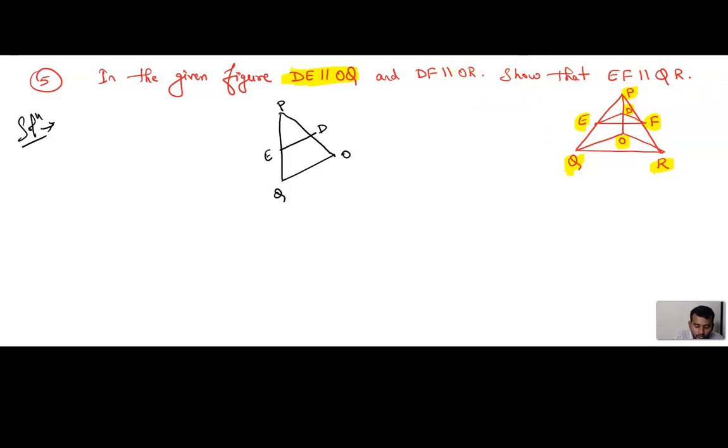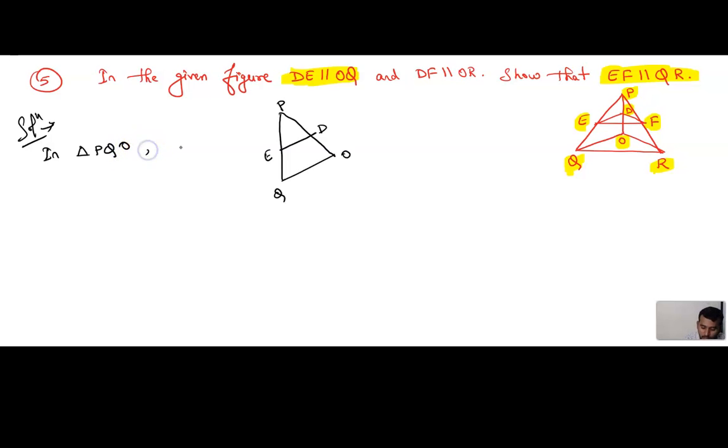Just what we have to do? We need to prove that EF is parallel to QR. Just we have to prove parallel. If we have to prove parallel, then the sides should be proportional. If sides are proportional, then only the sides are parallel. Correct? No? Yeah. Now we have to show the sides are proportional. This is the first case, right? Yeah.